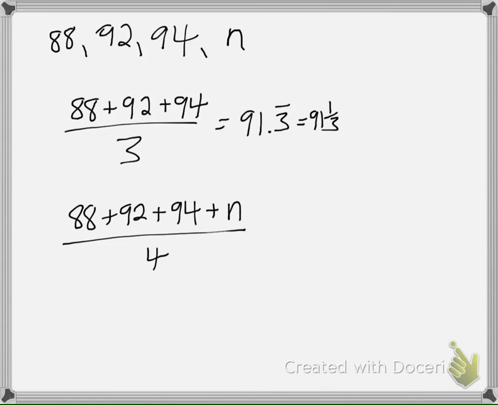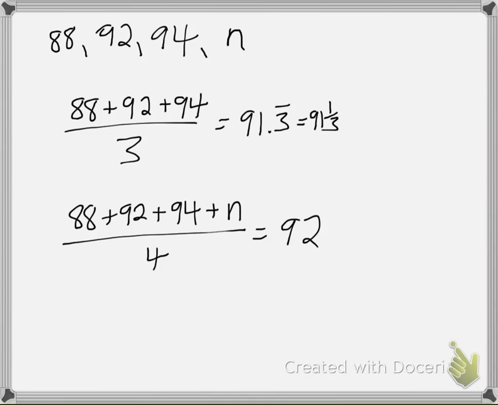What do we know? The average, right? This time we're not looking at, here's the number, what is the average? Here we're saying, if I have these numbers plus one more, and I want my average to be 92, then what does that last number have to be? So you can work the equation like this.